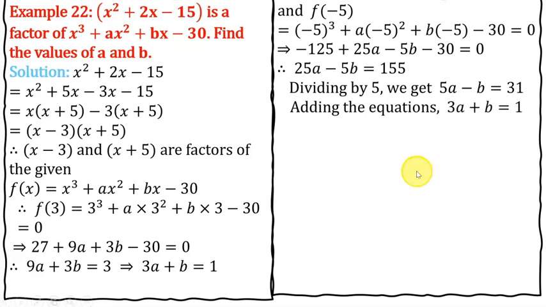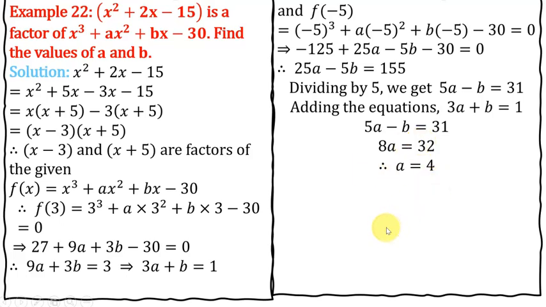Now adding these two equations, that is 3a plus b is equal to 1 and 5a minus b is equal to 31. If you add these two, plus b and minus b get cancelled. Next, 3a plus 5a, that is 8a. 8a is equal to 32, that is 1 plus 31. Therefore, a is equal to 4. That is 32 upon 8.